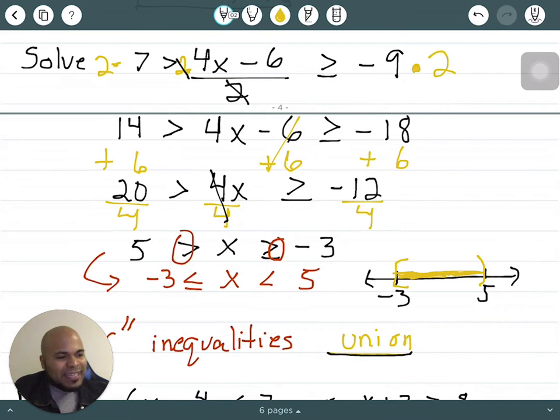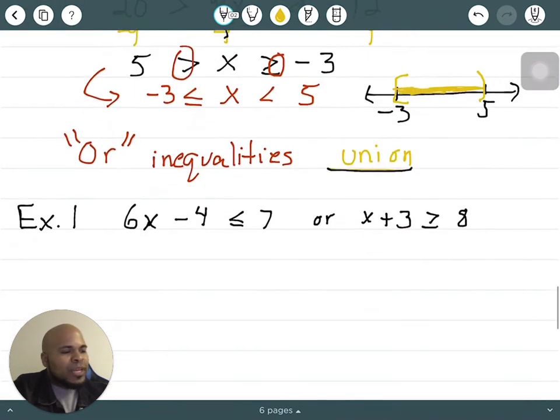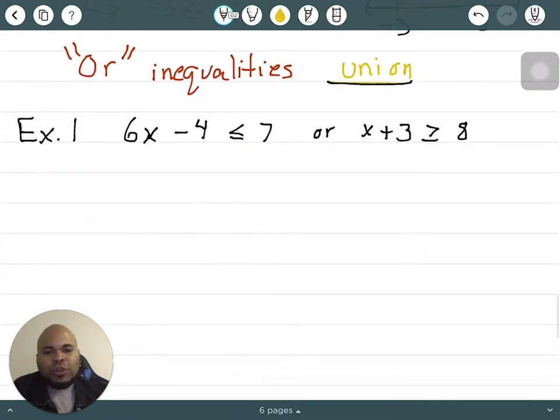All right, so that's it. I'm done with the inequalities. I'm done with and. Let's do 3 examples for or, the union, and then we are done. So here we go. What happens if we talk about or?